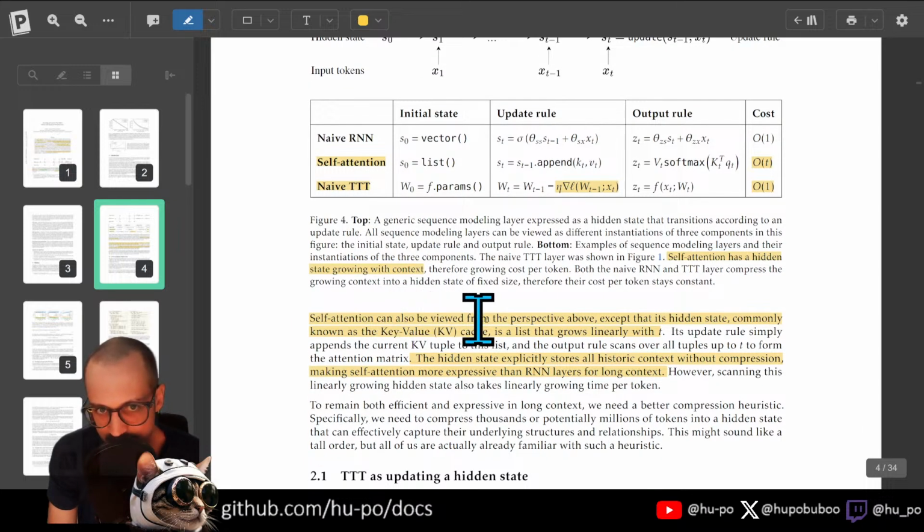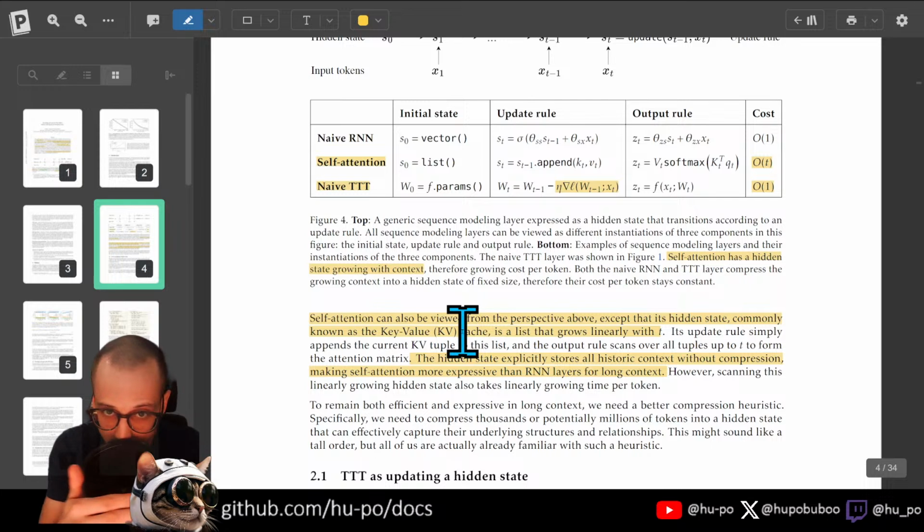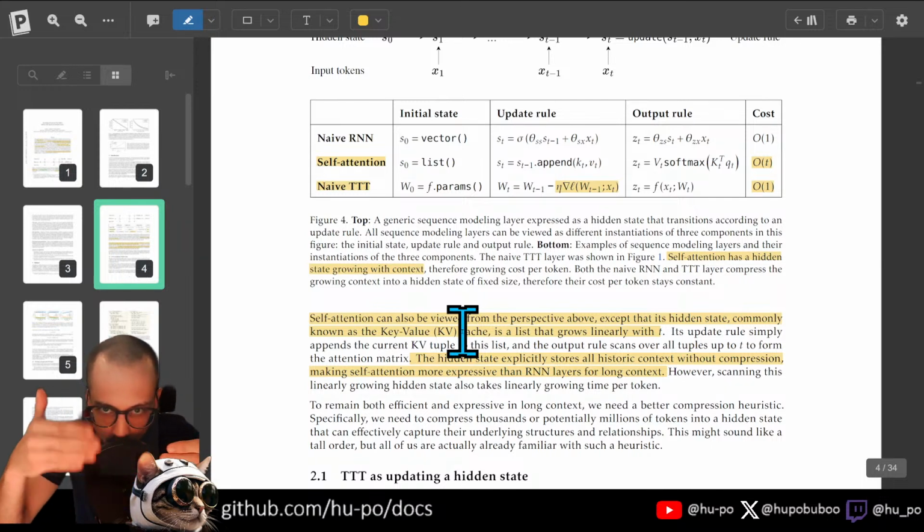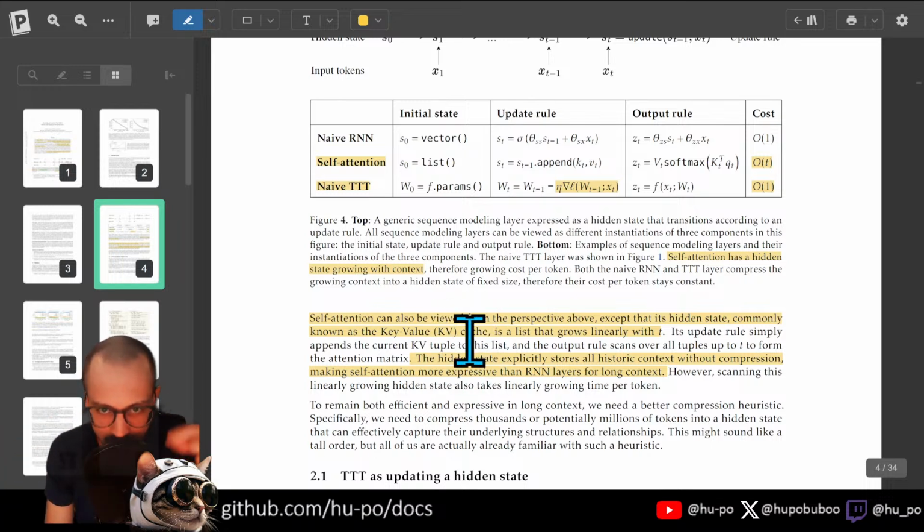Self-attention can also be viewed from the perspective above, aka that it's an RNN, except that its hidden state, commonly known as the KV cache, is a list that grows linearly with T. So if you think about a self-attention transformer as an RNN where the hidden state, rather than being fixed at a certain size, is growing over time, then we're talking about the same thing. As you go more and more tokens deep into your context, that KV cache is getting bigger and bigger.